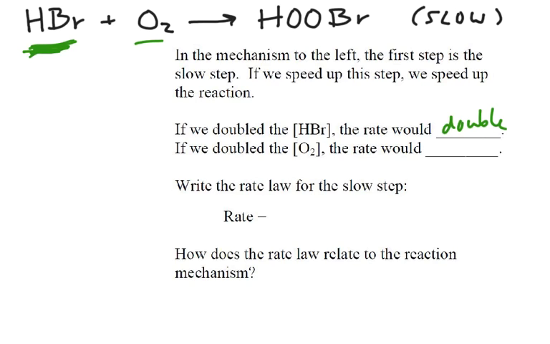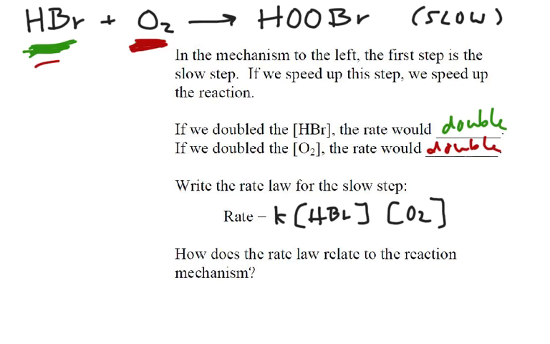In the same way, for the O2, if we were to double its concentration, that would double the chance that these two particles are going to collide. So it would also double the rate. So we can see that the rate law is k, concentration of HBr raised to some power, and concentration of O2 raised to some power. And from this information right here, we can see that those powers are 1 and 1.